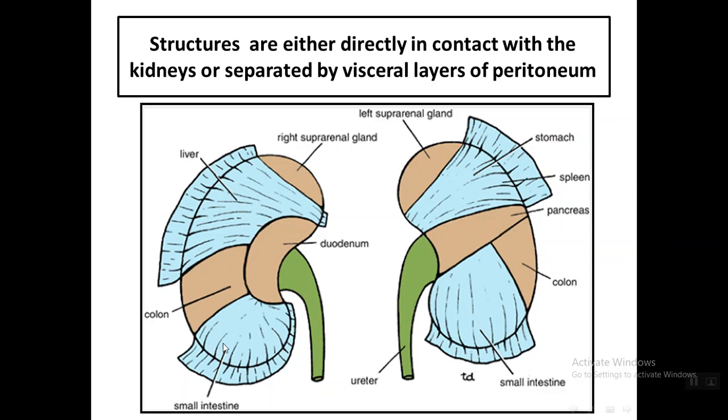لذلك راح نشوف هنا أنه الليفر is separated from the right kidney by a visceral layer of peritoneum. كذلك السمول intestine، بينما الكولون والدودنم والرايت suprarenal gland is adherent directly to the kidney without intervention of visceral peritoneum. Left kidney, we have the stomach, and the small intestine is separated from the left kidney by a layer of visceral peritoneum، بينما left suprarenal والpancreas والcolon are in direct contact with the left kidney without intervening visceral peritoneum.